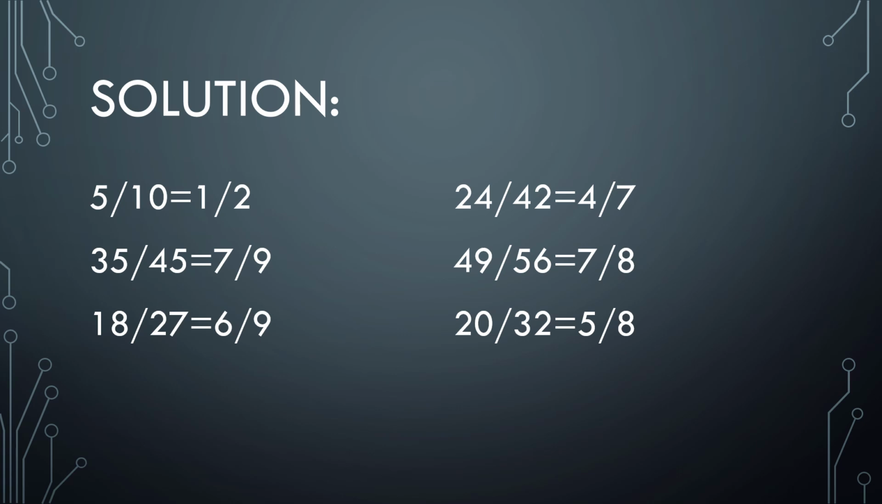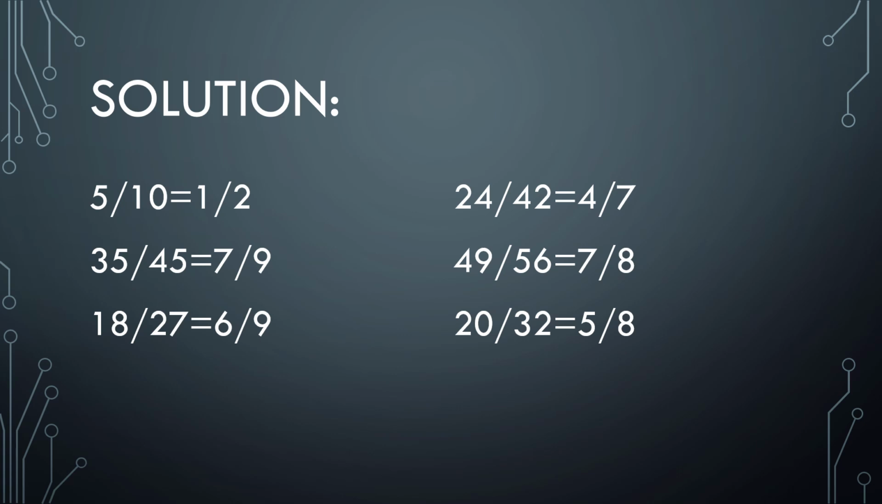Divided by 7, 49 by 7 is 7 and 56 by 7 is 8. So 7 by 8. And 20 by 32 is 5 by 8. Here you can't divide it further, as we know that 4 fives are 20 and 4 eights are 32. This is how to convert into its standard form.